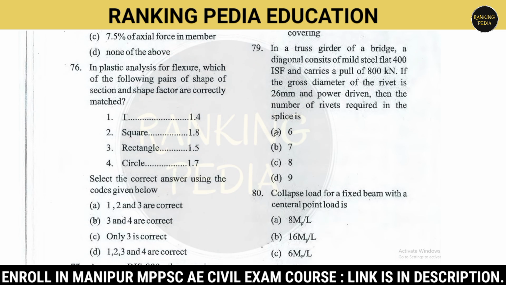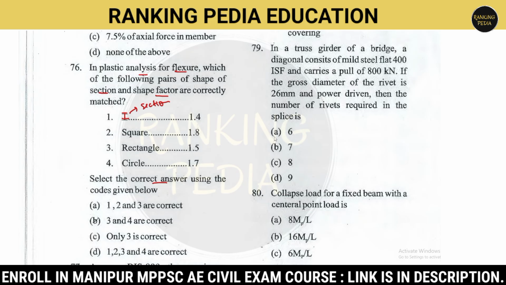In a plastic analysis for flexure, which of the following pairs of shape of section and shape factor are correctly matched? I section with 1.4. Square section with 1.8. Rectangular section is 1.5. Circular section is 1.7. We have to select the correct answer using the codes given below. Option A is 1, 2, and 3 are correct.